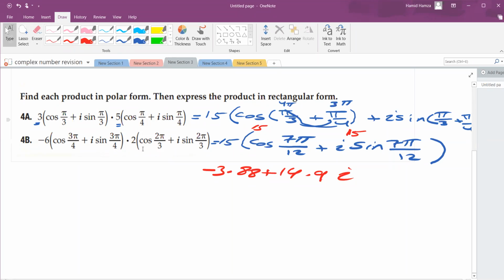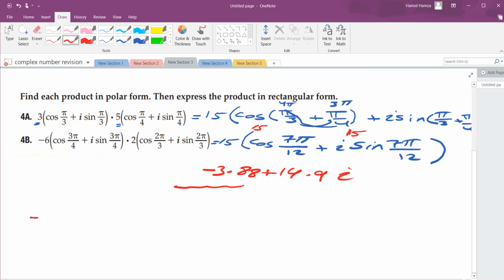Let's take the second one. We wanted to multiply them, and after that change them to rectangular form. Okay, first we multiply negative 6 with 2.